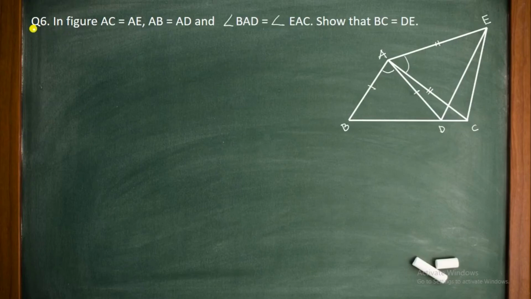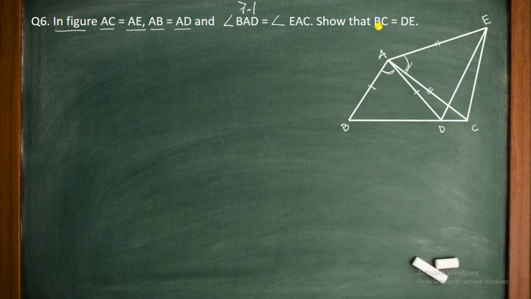Welcome all. In this video, we are going to solve question number 6 of 7.1. So the question is, in the figure, AC is equal to AE. This AC and AE are equal. Then AB is equal to AD. AB and AD are equal. And angle BAD, this angle, is equal to angle EAC, this angle.